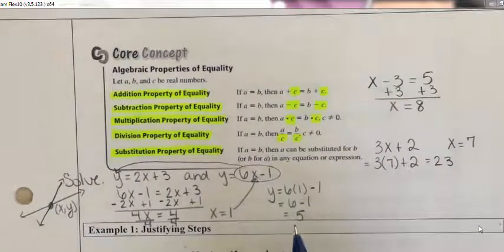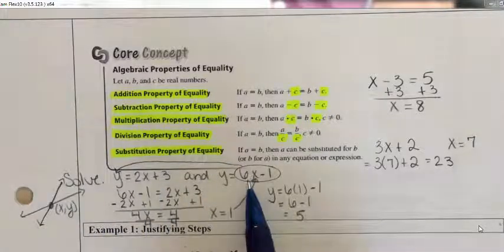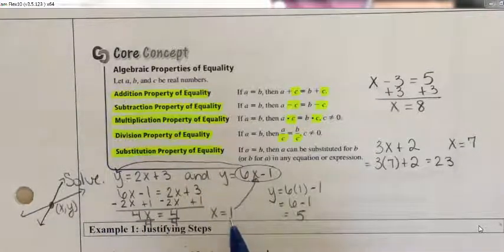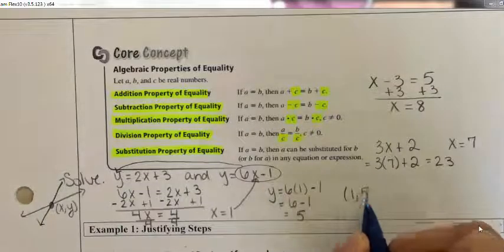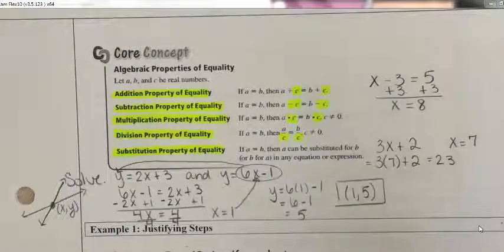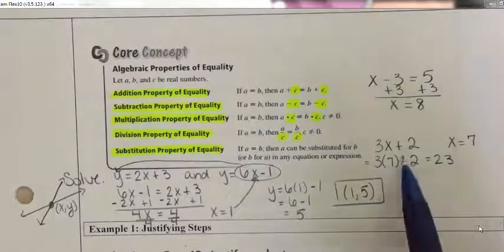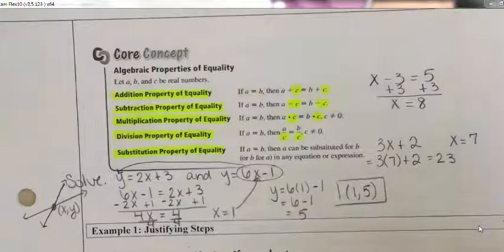So basically now I know that these two lines, y equals 2x plus 3 and y equals 6x minus 1, they intersect at this point 5, 1. Or sorry, 1, 5. X comes first. They intersect at the point 1, 5. So just a couple of examples where we use that substitution property of equality in our algebra.